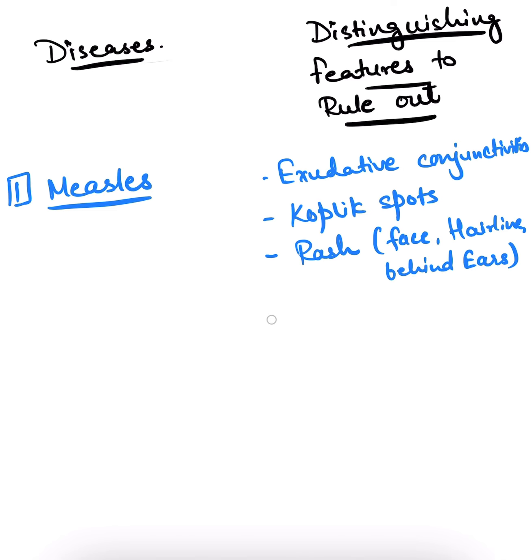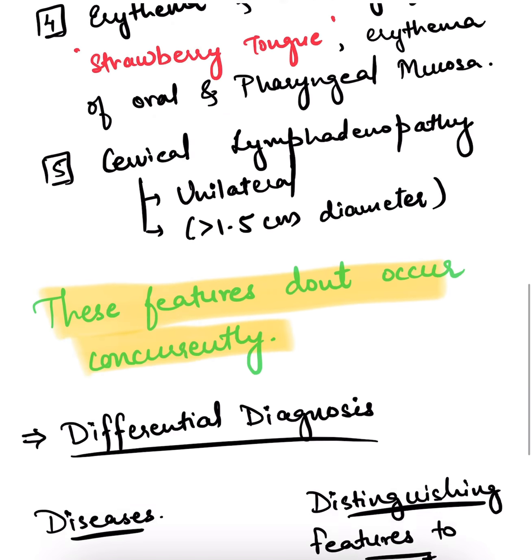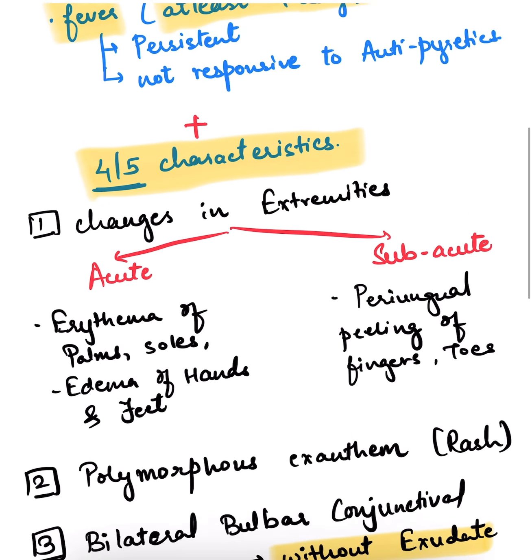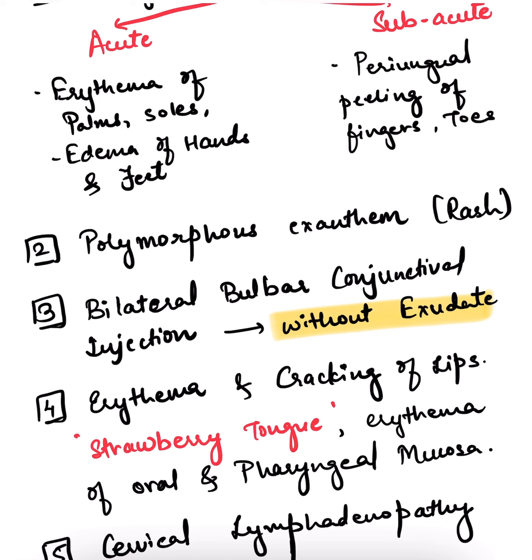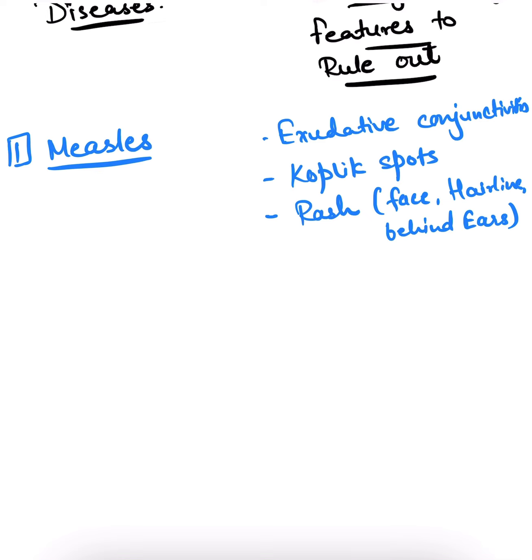These are the features which allow us to differentiate measles from Kawasaki disease, because in Kawasaki there is erythema of palms and soles, edema of hands and feet, and most important, bilateral bulbar conjunctival injection which is without exudate, while in measles it is with exudate. This is one of the very important symptoms which allows us to differentiate measles from Kawasaki disease. Okay, moving to the next.